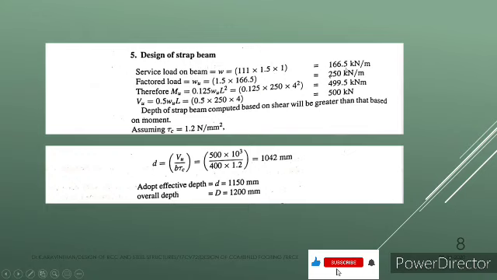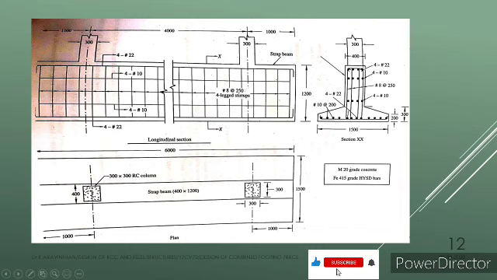And for this, we have to find the factored load. So, whatever may be the load, we have to multiply it by 1.5 for load safety. If you multiply by that, you will be getting 250 kilonewton per meter. And this is the load which is acting on the beam. So, let us find the moment. Now we are designing this strap beam. First we have designed the footing. The footing design is over.